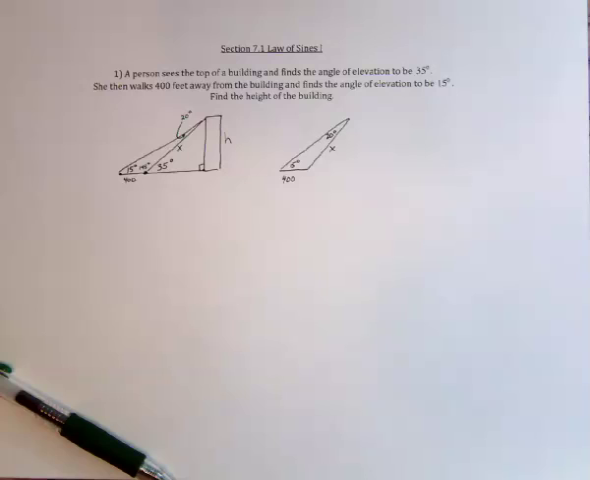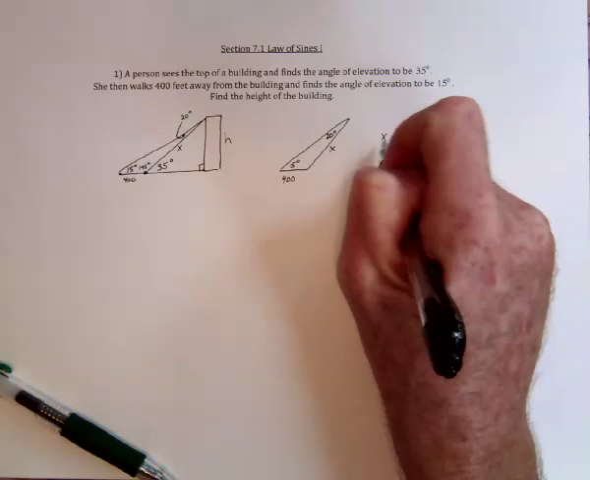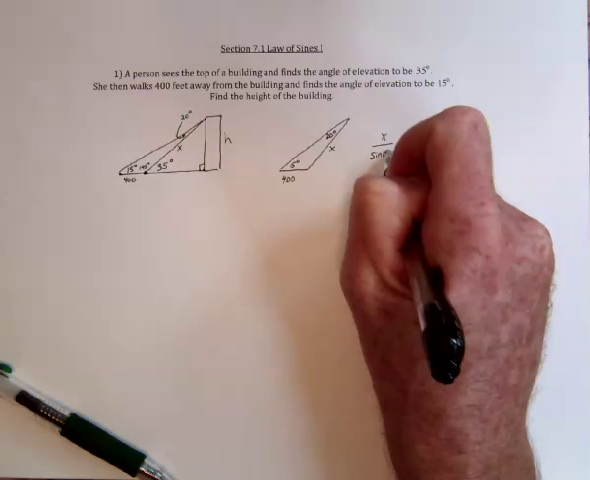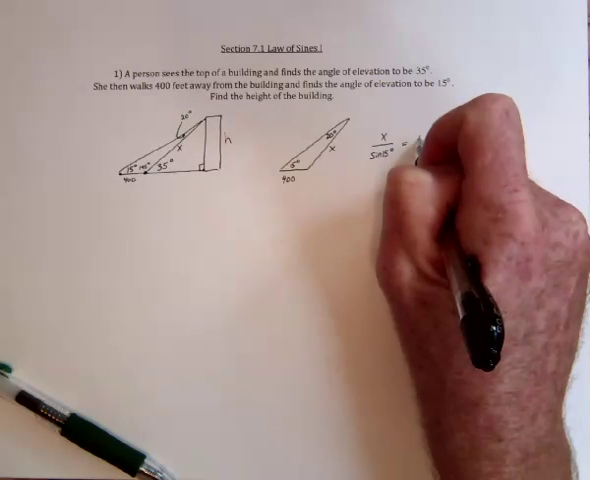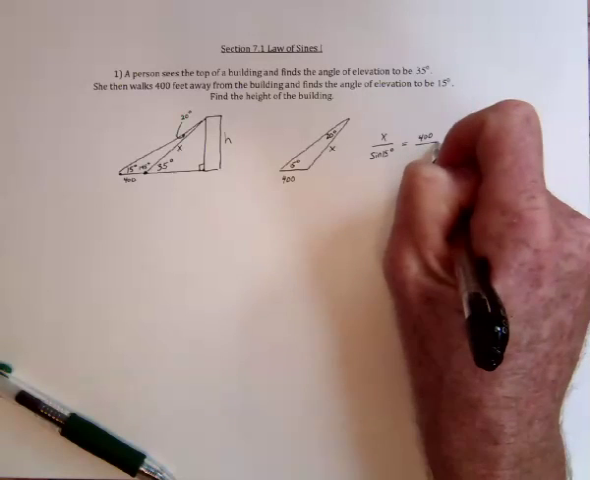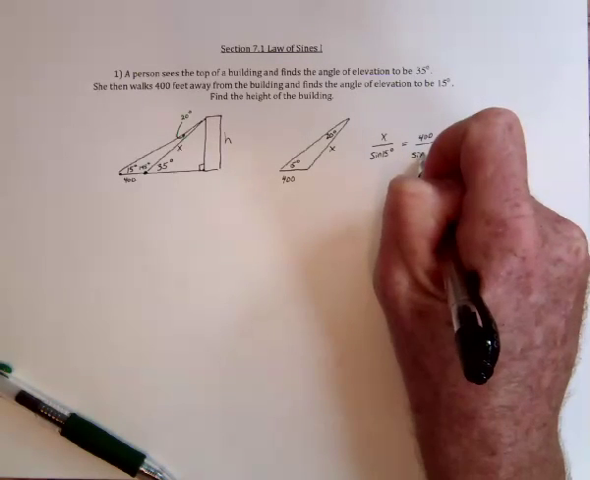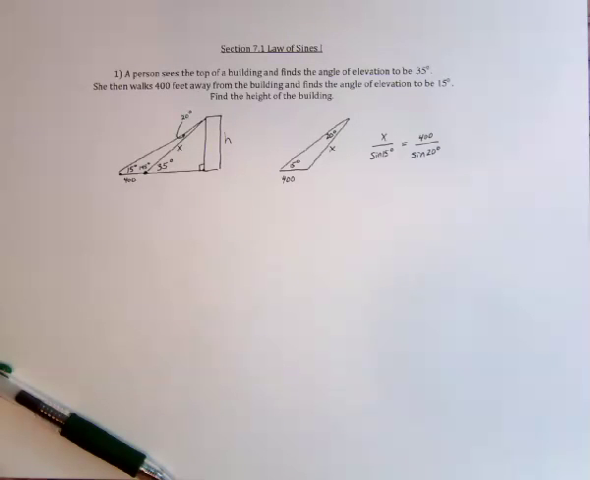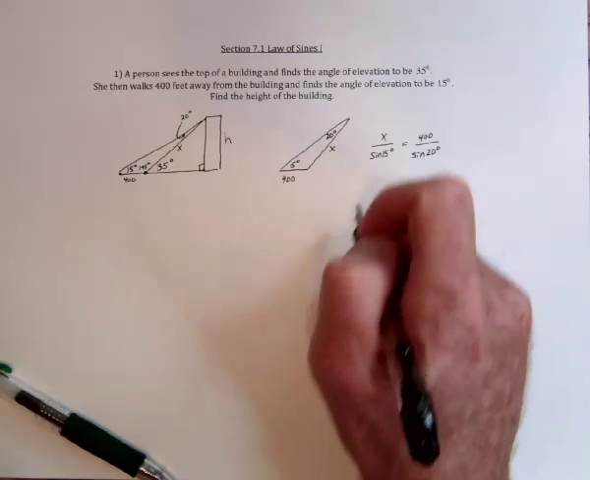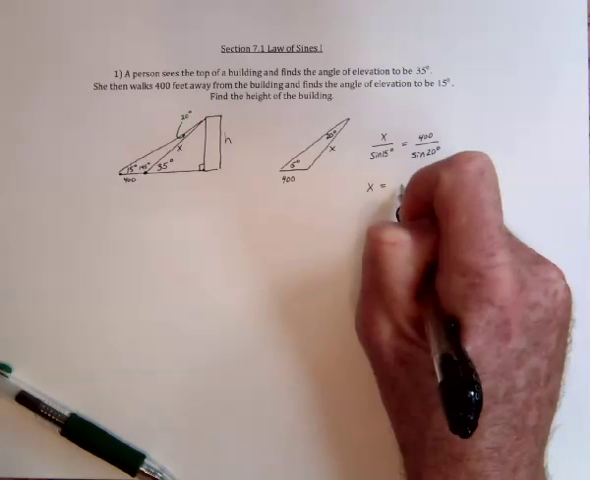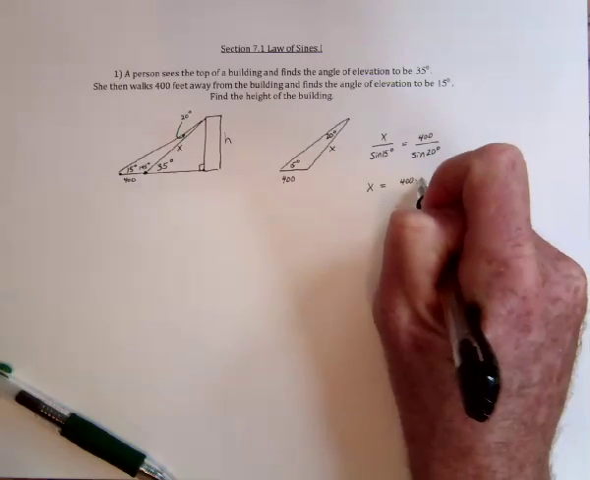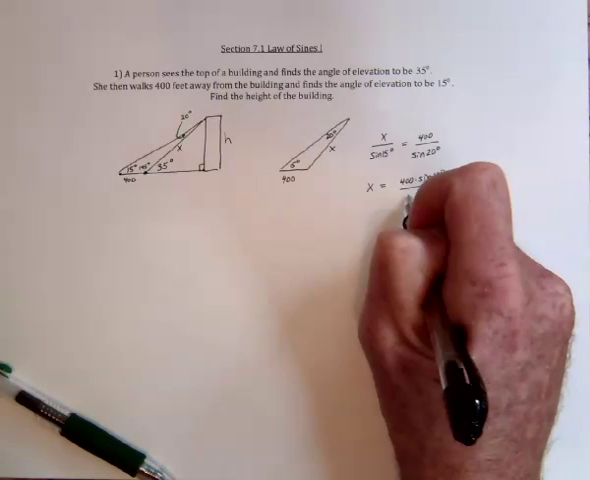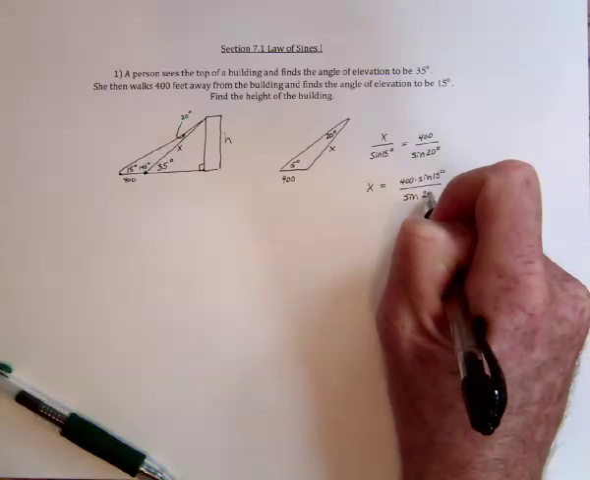And now we can use law of sines. So the side X divided by sine of the angle across from it equals the side 400 divided by sine of the angle across from it. And then multiply both sides by sine of 15 degrees. So it's going to be a 400 that gets multiplied with the sine of 15 degrees and then divided by sine of 20 degrees.